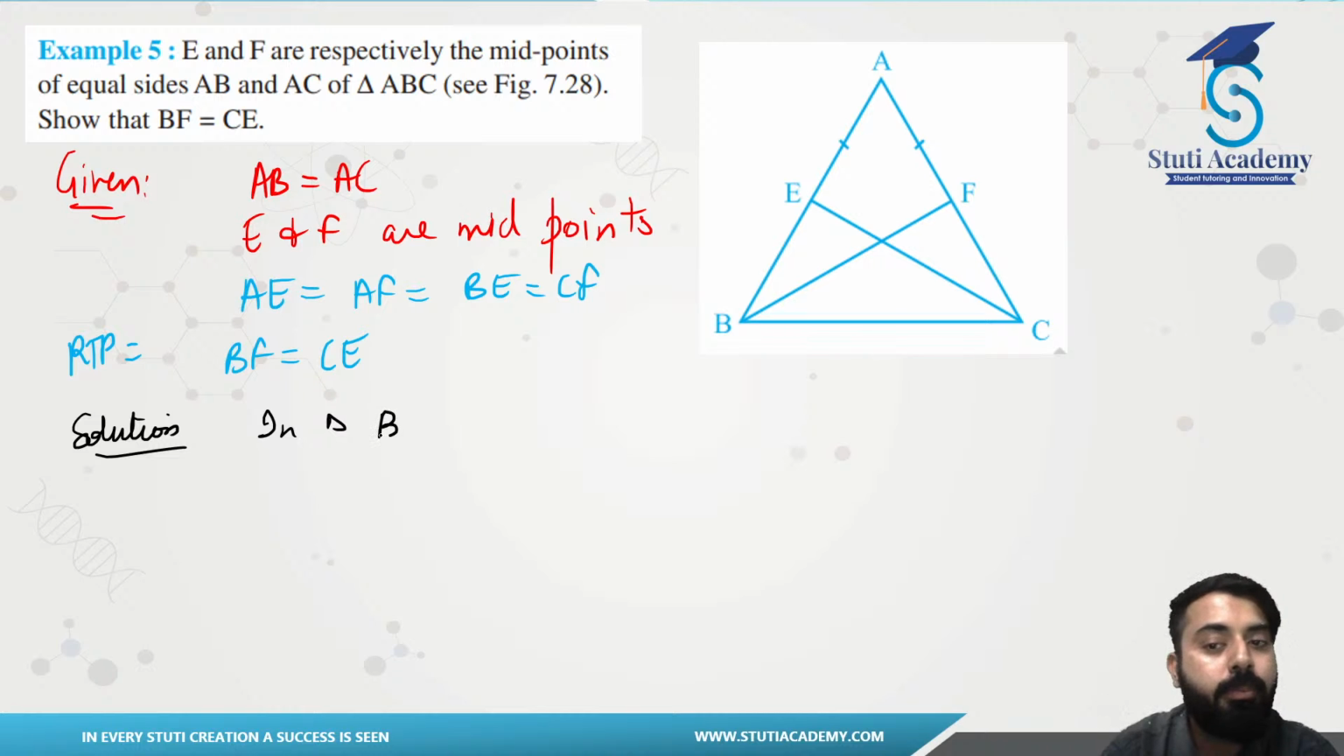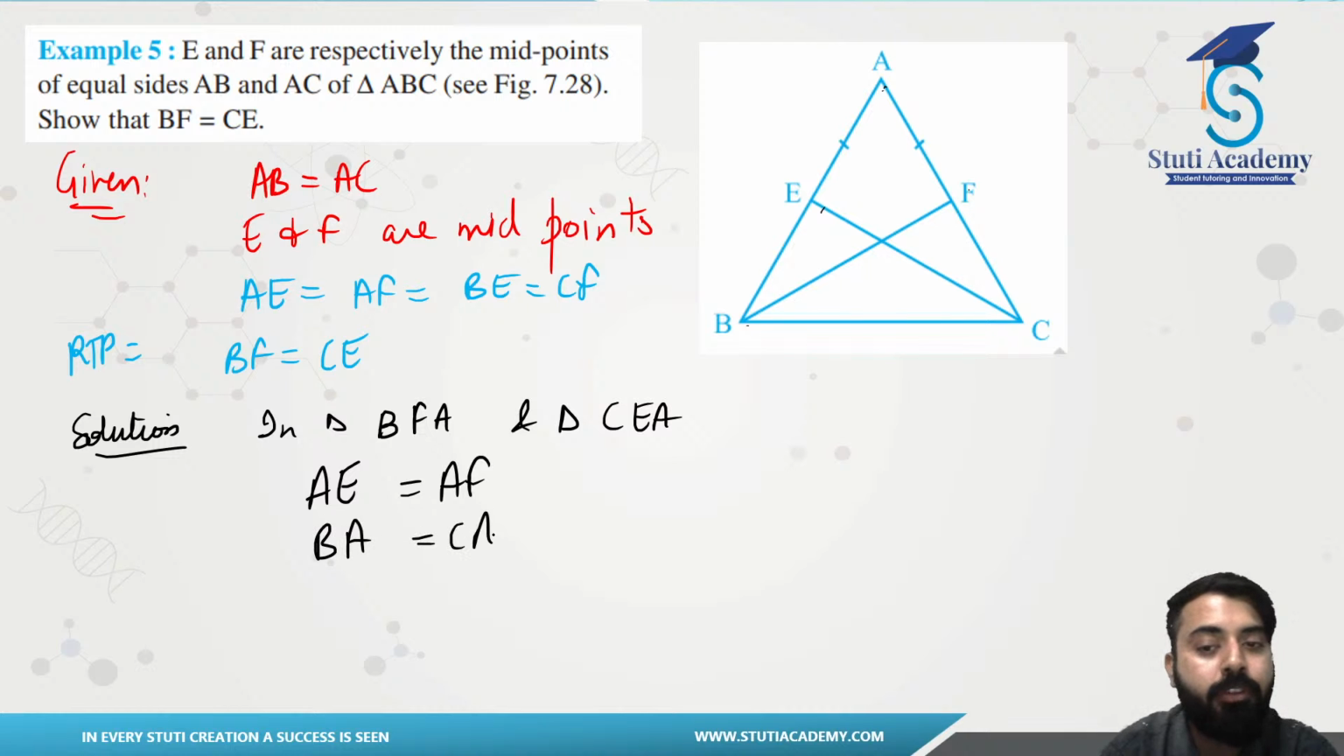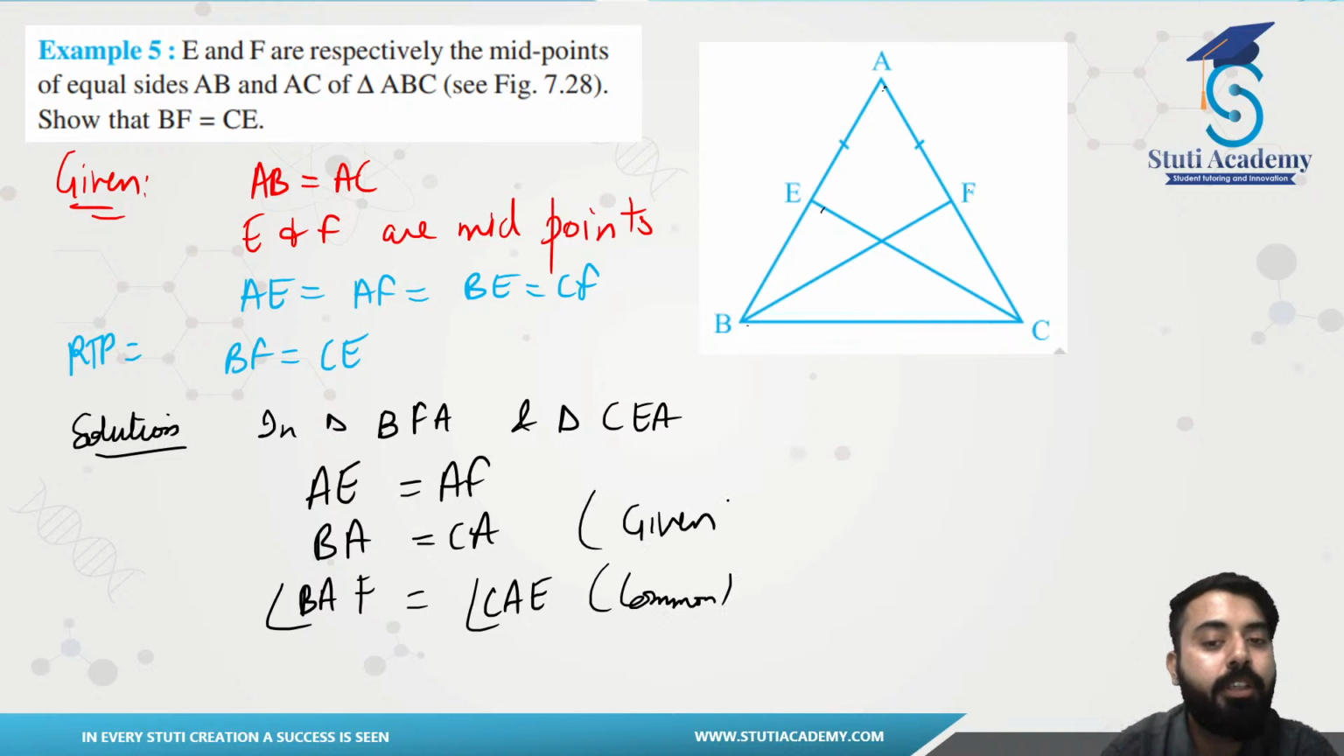So, solution. In triangle BFA and triangle CEA, I can see AE is equal to AF, I can see BA is equal to CA, I can see angle BAF equals angle CAE. This is common, this is given, that is also given. So this complete side, that complete side, this is the common one, and that is common.